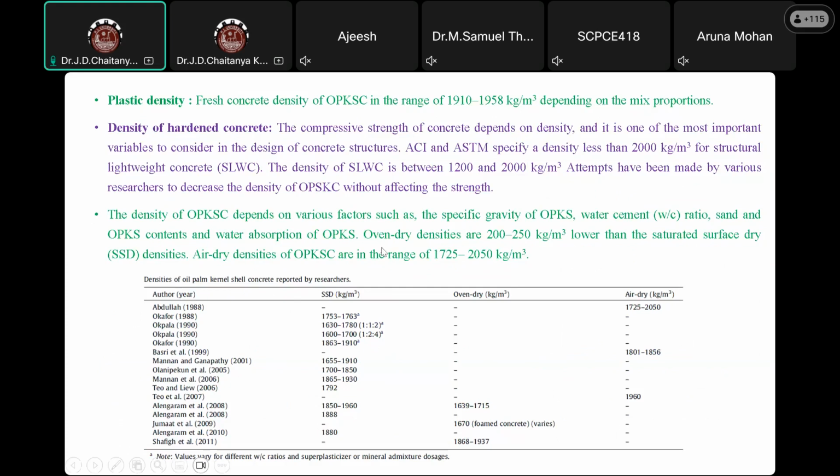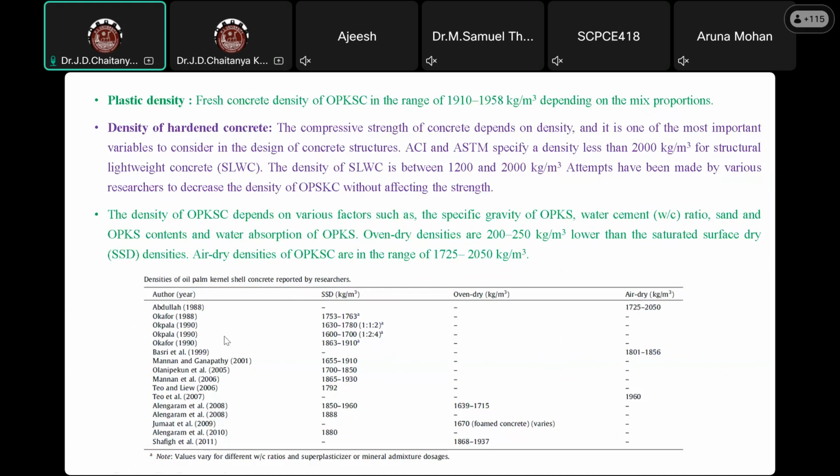Okay, next, coming to the density of the hardened concrete. I already mentioned here that the hardened concrete density varies from 1800 to 2300. But as per this, we can go with 1800 also for the production of lightweight concrete. Okay, so these are some of the values given by researchers.